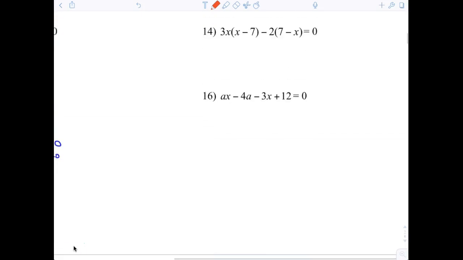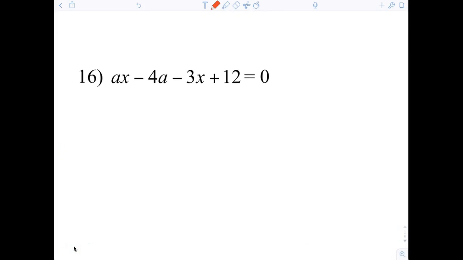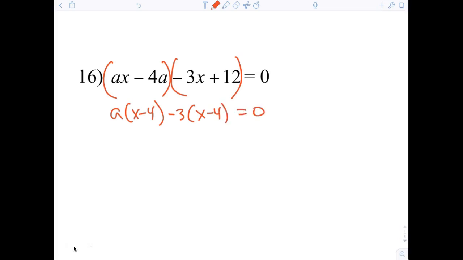That should be easy. Ooh, 16. Factor by grouping. All right, so here we go. Two sets of parentheses here. What's common? X minus 4. Now be careful. You're factoring out a -3. X minus 4. Okay. Now what's common? X minus 4. Good. X minus 4 times x minus 3.